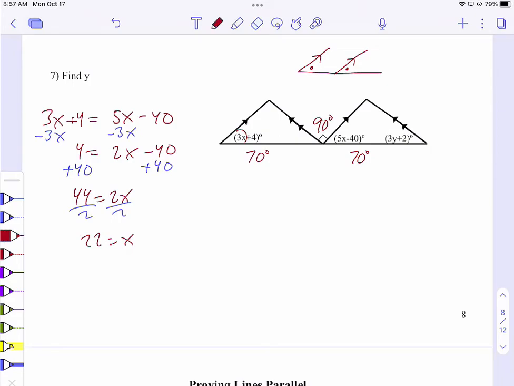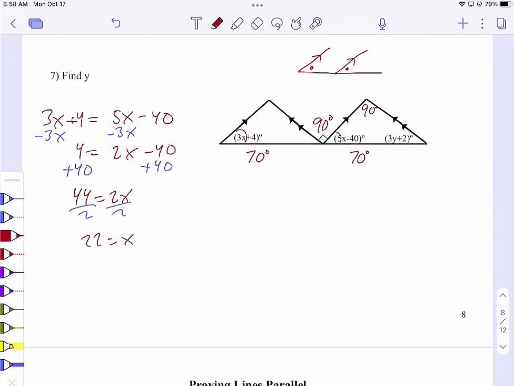Would the top be 90? This one? Yeah. So you think this one might be 90? Do you have a reason for that? Because it makes like the Z. So when you make that Z, you need parallel lines. And we do have parallel lines, right? Those two are parallel lines. So that does equal 90 up there. So I could have a 90 here.